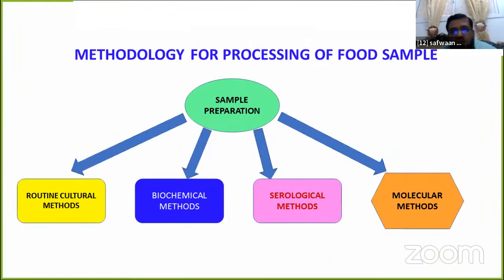Now the methodology for the processing of food samples. Here, the sample preparation, once we prepare the sample, in the next slide I will show you how we are preparing the sample. But after a sample is prepared, we have these steps. We have to do cultural methods followed by biochemical methods, serological methods, and molecular methods. So based on the type of laboratory, some laboratories go for serological methods, some labs go for molecular methods, some labs go for biochemical methods. All three methods are accepted by US FDA.